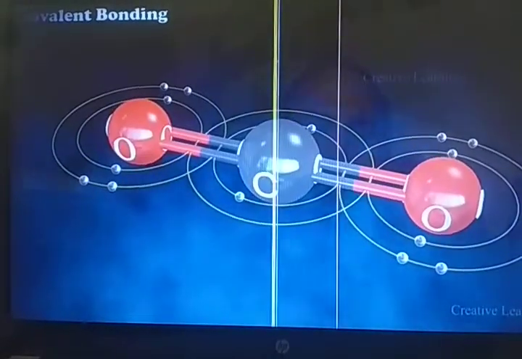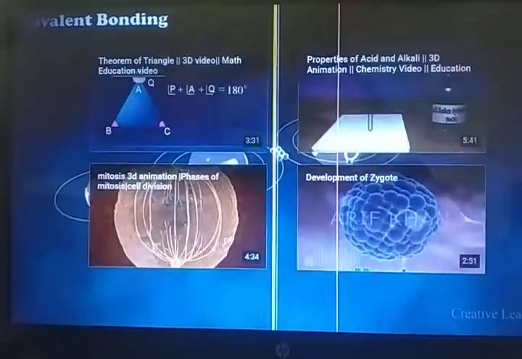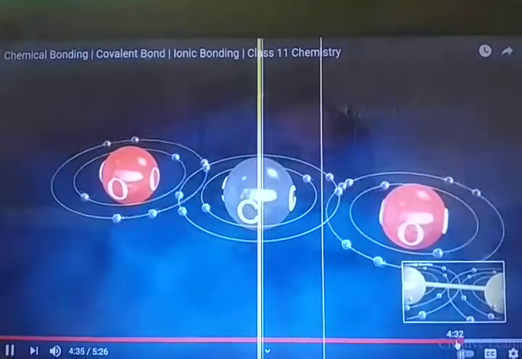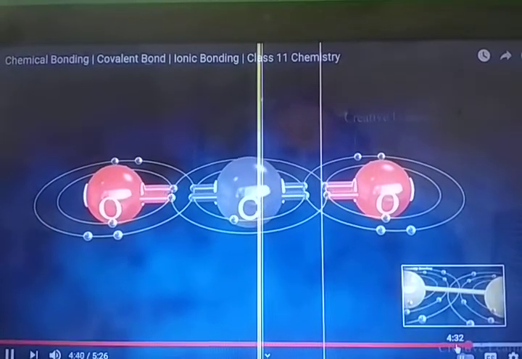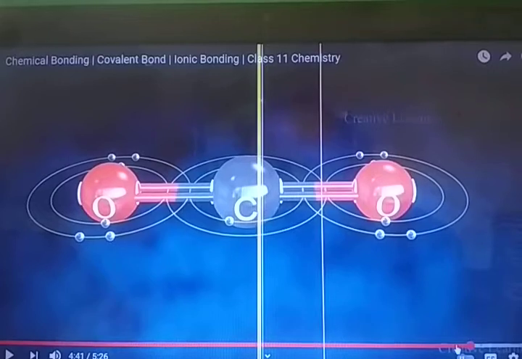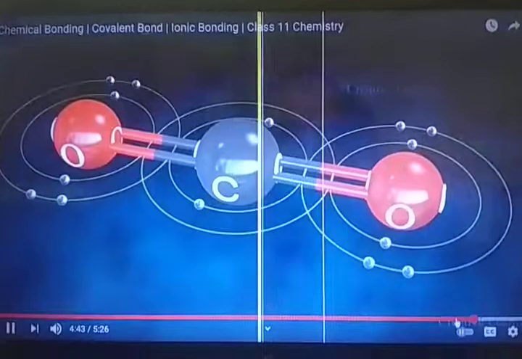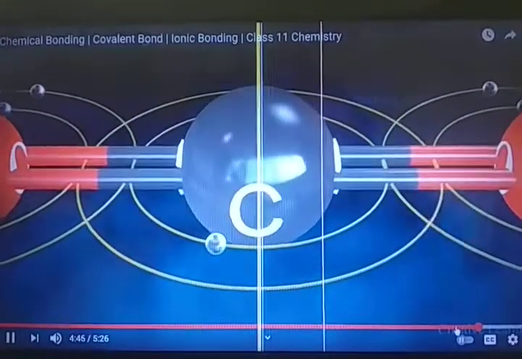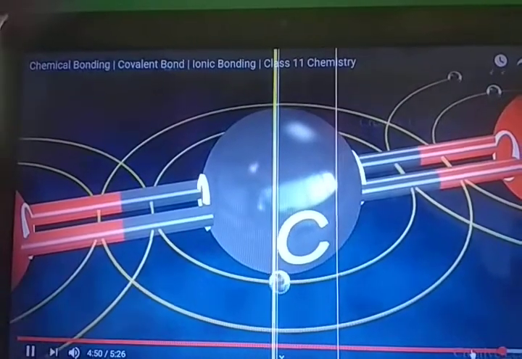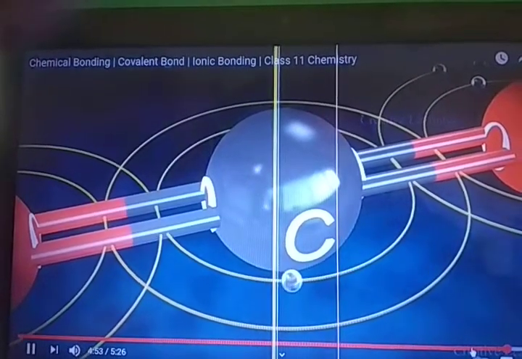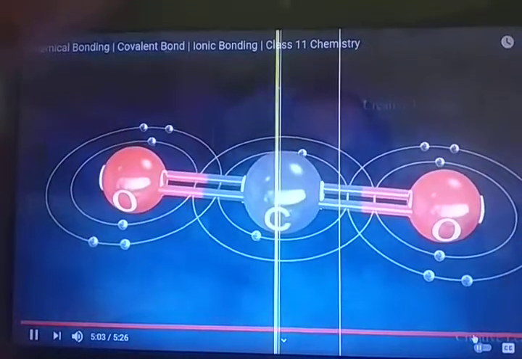For example, carbon dioxide has two oxygen atoms and double covalent bonds, once again when they share two pairs of electrons. In a molecule, they share two pairs of electrons, and these are double covalent bonds, denoted by two lines. In carbon dioxide, you can see that there are two double bonds.